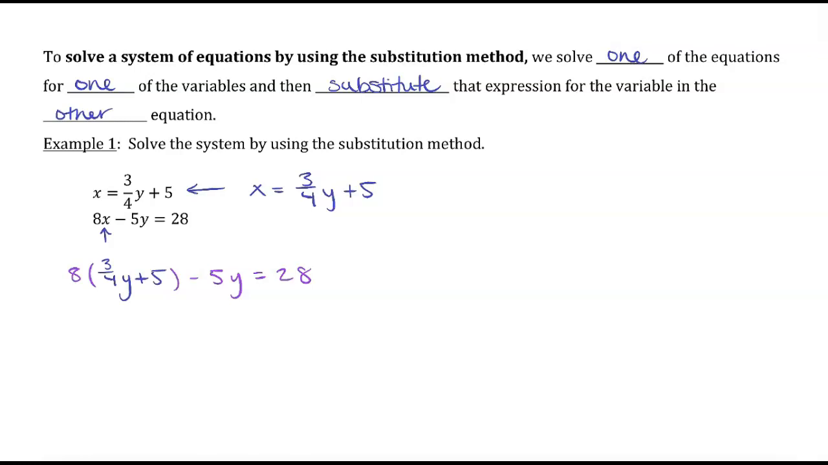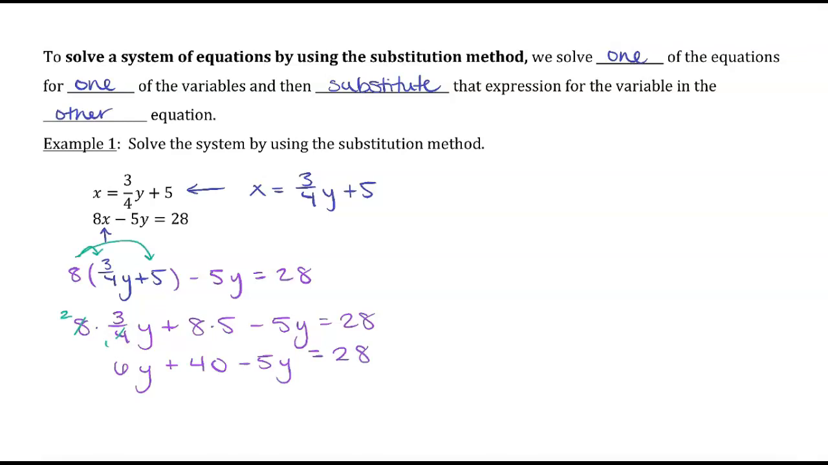Notice that now we have an equation with a single variable. That means we can solve for y. First, we need to distribute the 8 to both terms inside the parentheses. We have 8 times 3 over 4y plus 8 times 5 minus 5y equals 28. We can simplify 8 times 3 over 4 by noting that 4 goes into 8 2 times and 4 goes into 4 1 time. So this becomes 2 times 3 or 6y, and 8 times 5 is 40.